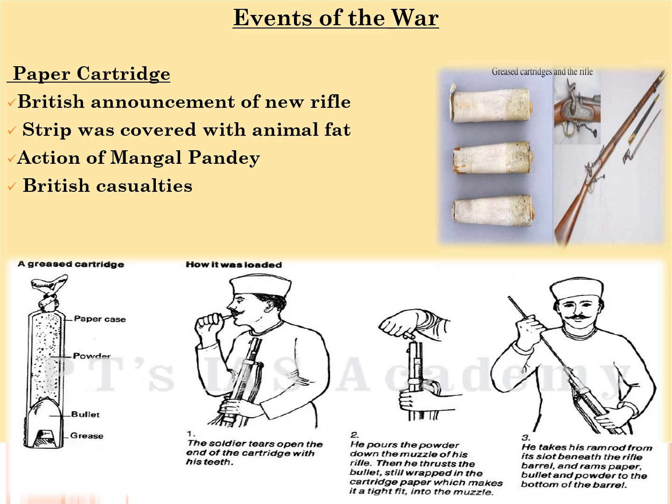So the action of Mangal Pandey, who was a sepoy of Barrackpore near Calcutta, led to the mutiny of the sepoys. He actually refused to use that cartridge first of all, and then he attacked his barrack, and the mutiny started, and there were British casualties as well.